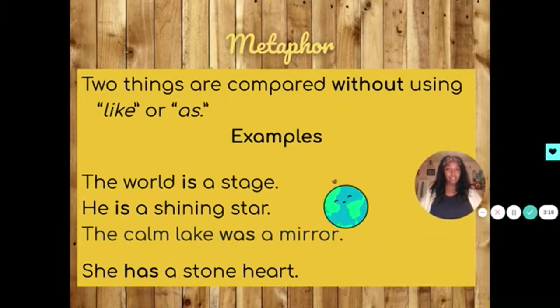So, did you see like used at all? No. Did you see as used at all? No. So once again, a metaphor is two things compared without using like or as. So if you see a phrase that's like a comparison, but not using like or as, it's most likely a metaphor.